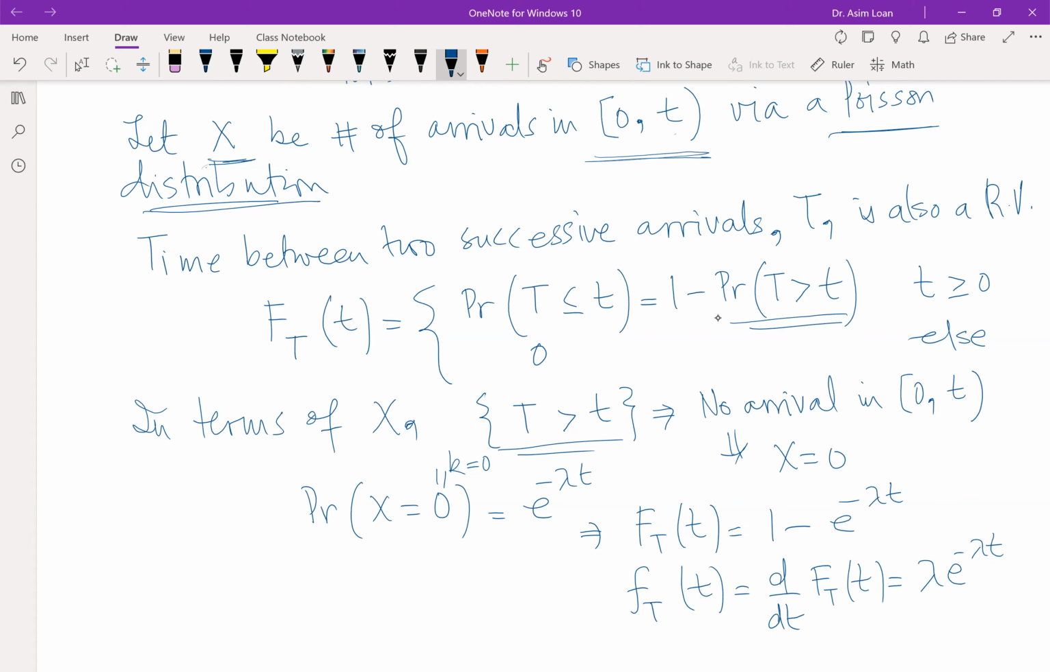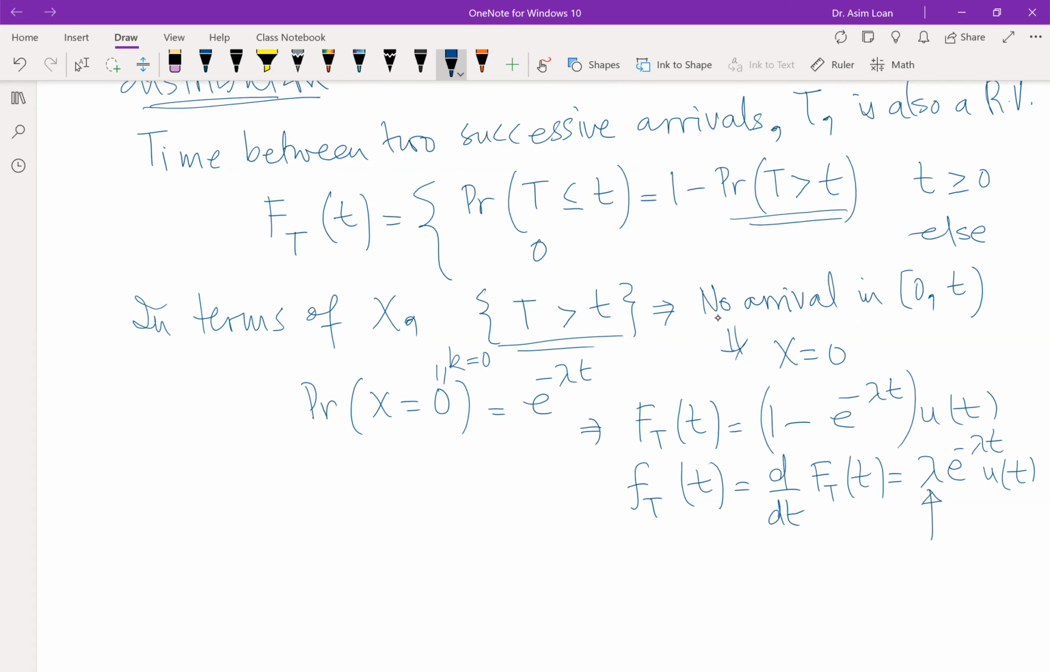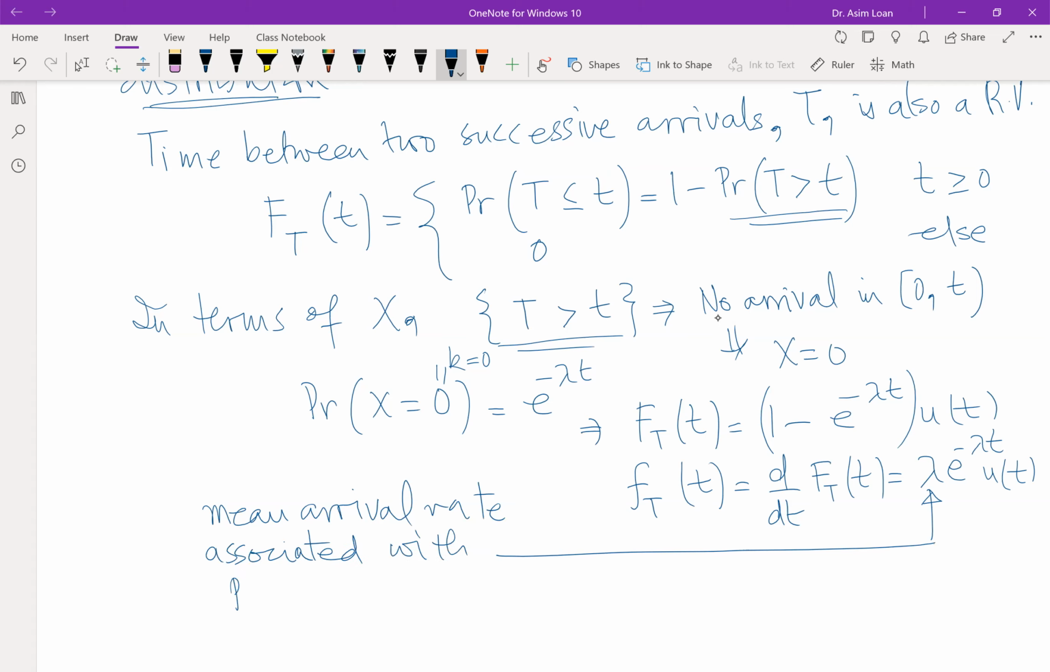Okay? And obviously there is a u(t) over here too. So this is exponential, and this is what we said: the inter-arrival time is exponential, and this lambda is the mean arrival rate associated with Poisson arrivals. I think by the end of this course, you will be studying this.